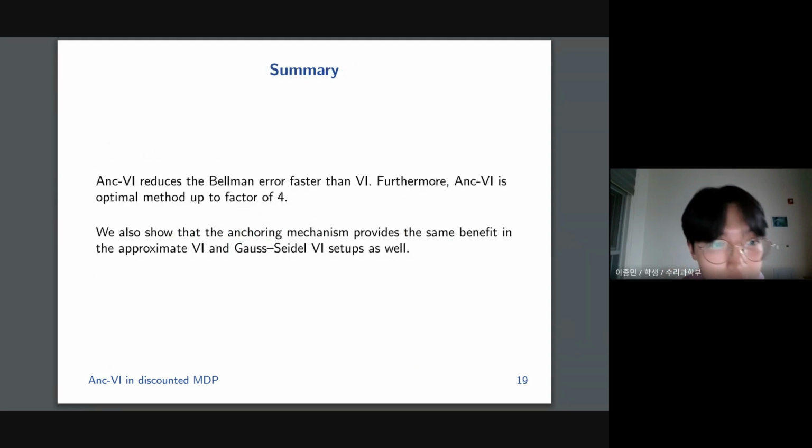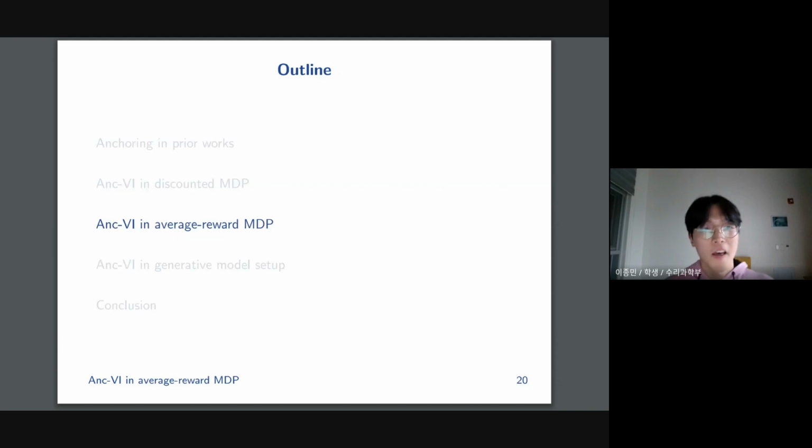To summarize this section, we showed that the anchoring mechanism also provides valid acceleration in the discounted MDP setup. Specifically, NPI reduces the Bellman error faster than VI, and it is an optimal method up to a factor of 4 by matching the lower bound. In the paper, we also show that this anchoring mechanism provides the same benefit in the approximate VI and Gauss-Seidel VI setups as well. Those are all about the discounted MDP.